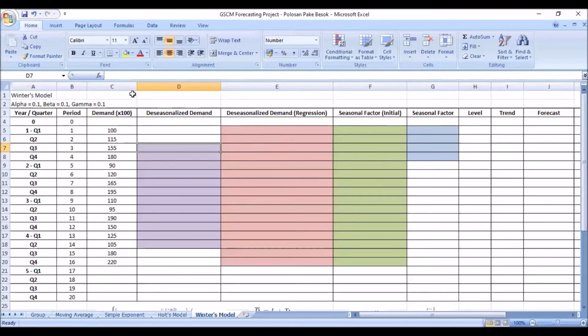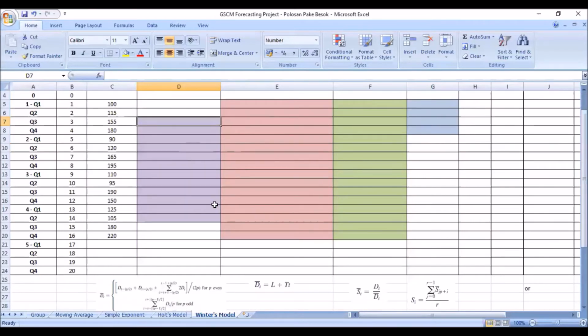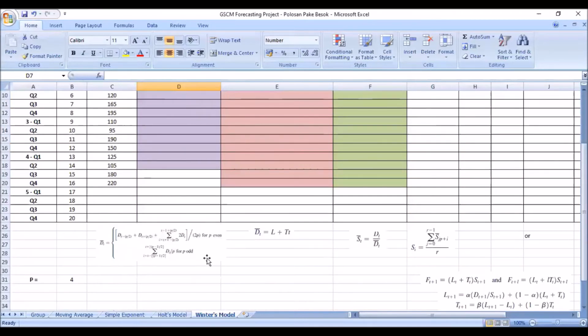And in this case, we also have three coefficients, which are alpha, beta, and gamma. We're just gonna use the coefficient of 0.1, whereas level is affected by alpha, trend is by beta, and seasonal factor is by gamma. And I'm gonna start by finding the seasonalized demand first using the following formula.